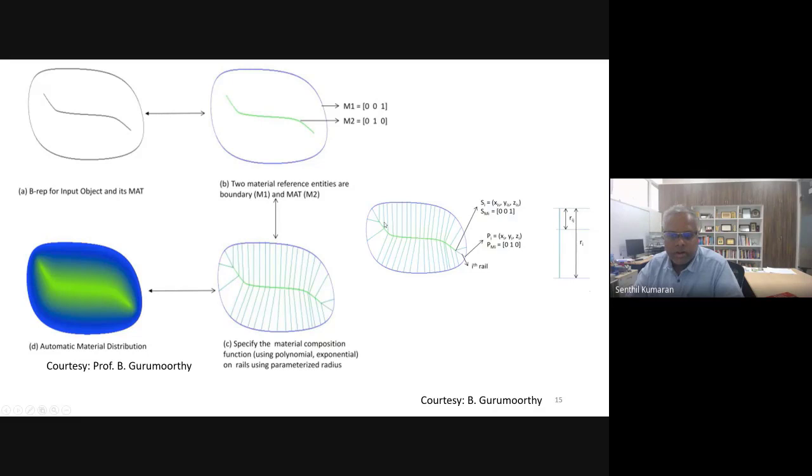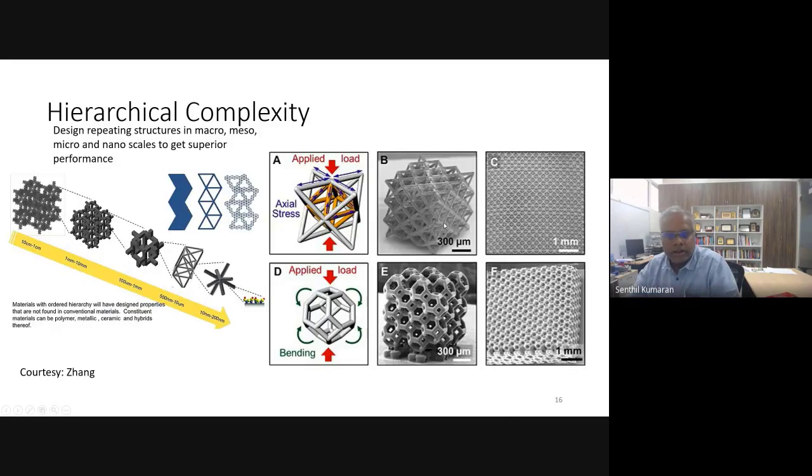You can actually vary the material property to get different kinds of materials. You can assign a function to individual lines, and then the material property can be varied along that line. Hierarchical complexity is found in nature; most of our body is hierarchical. From the macro level to the meso level to the micro level to the nano level, the structure remains the same. You can biomimic that and create such complex cellular structures.